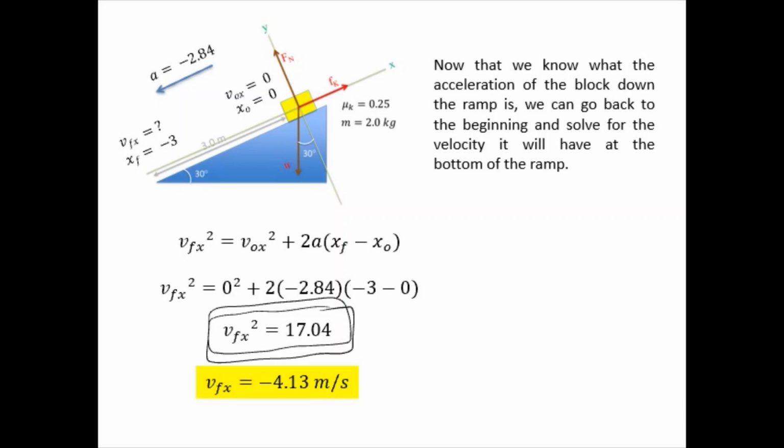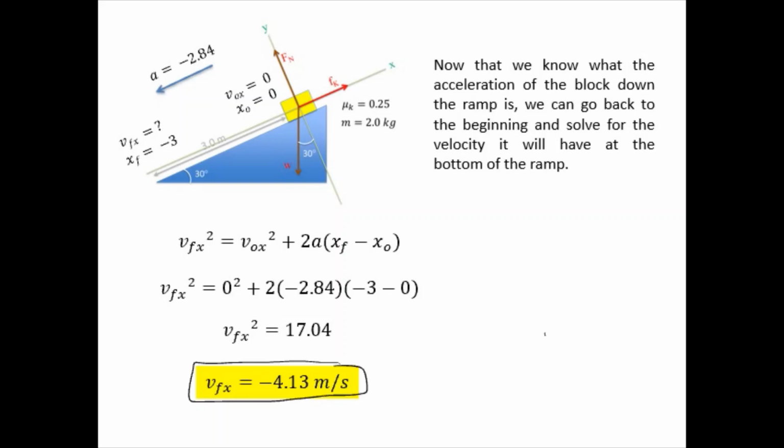Now, when we take the square root of 17.04 on our calculator, it's liable to just tell us 4.13. Remember, when we take an even root, we have 2 possible answers. The answer can either be positive or negative. In this particular case, if V final x stands for velocity, the right sign would actually be the negative root. So the final velocity would be minus 4.13 meters per second.